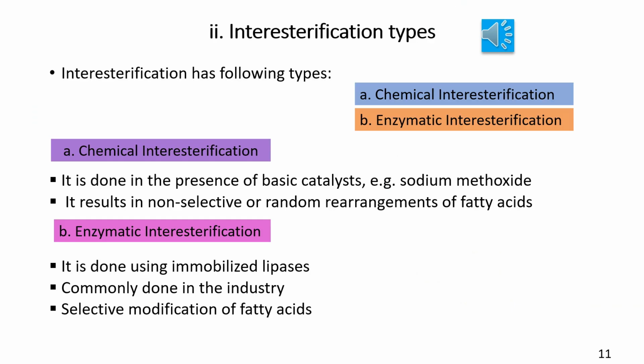Interesterification has the following types. First is chemical interesterification. Second is enzymatic interesterification. What is chemical interesterification? It is done in the presence of basic catalysts, for example, sodium methoxide, and results in non-selective or random arrangement of fatty acids. The enzymatic interesterification is the opposite of chemical interesterification. It is done by using immobilized lipases. It is commonly used in industries and results in selective modification of fatty acids.